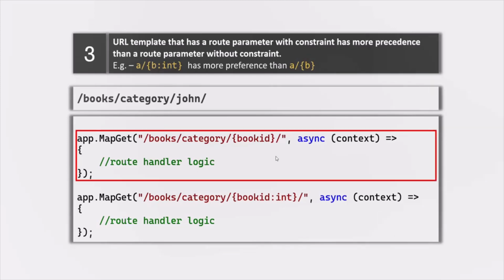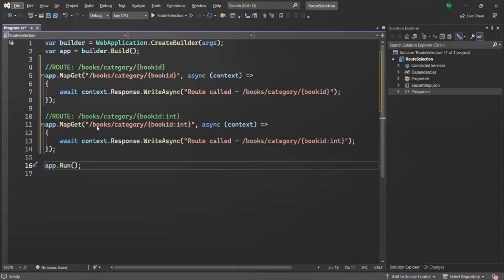Let's actually see this in action. Here I have defined 2 routes. The first route is /book/category/bookid. Book ID is a route parameter here, but I have not defined any constraint on it. The second route is /book/category and then /bookid. Again, book ID is a route parameter, but on this I'm using the integer constraint. Then in the response, we are simply specifying which route has been called. Let me go ahead and run this application.